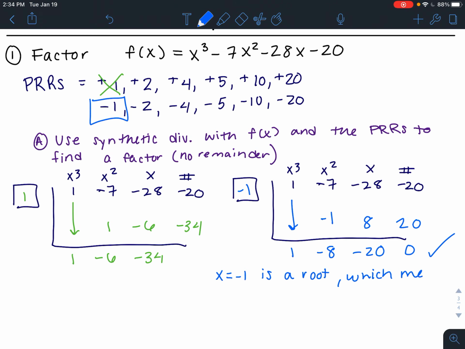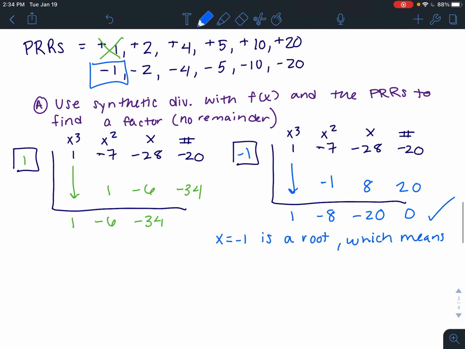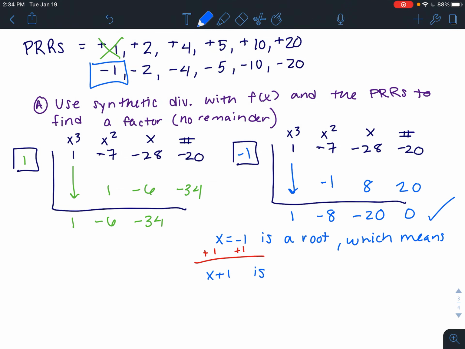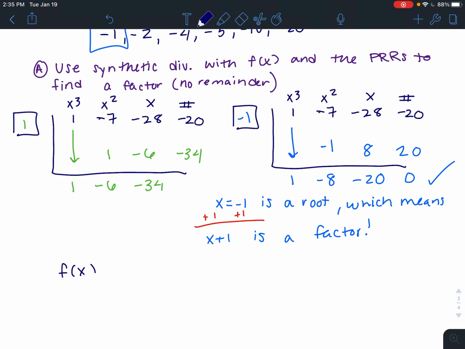Which means, think back to how we go from factors to roots. We have something equal to 0 and we solve for x. So if I make everything on one side, like if I add 1 here, that means that x plus 1 is a factor. So once I have this, I now have that f of x is going to be equal to my factor x plus 1 times my leftover stuff. Remember, if we go back to our leftover in our synthetic division, if I drop the powers down, I have 1x squared minus 8x minus 20.